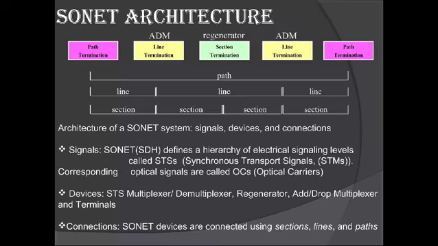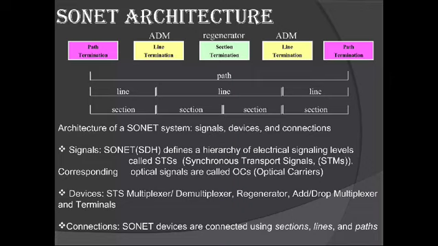Next we'll go for the SONET architecture. This is the architecture of SONET, which has add drop multiplexer, regenerator, path termination, line termination, section termination and all those things. By the diagram itself, we can know where the path layer is used, where the line layer is used and where the section layer is used. By looking at the diagram, you can know how these layers are connected to the SONET devices.